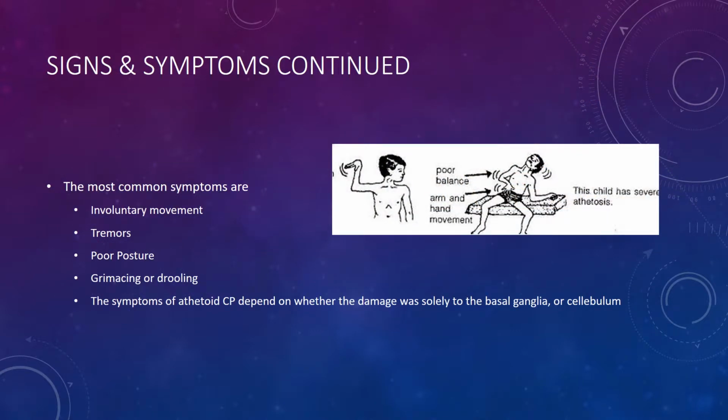The most common symptoms are involuntary movement of the muscles, tremors, poor posture, unsteadiness, twisting of the torso, slow rhythmic movements, abrupt movements, grimacing, or drooling. The symptoms also depend on whether the damage was solely to the basal ganglia or if the cerebellum and basal ganglia were damaged. If both areas are damaged, this will likely cause problems with balance and coordination as well.